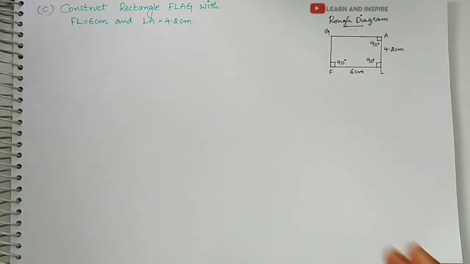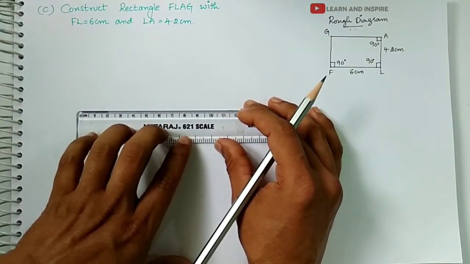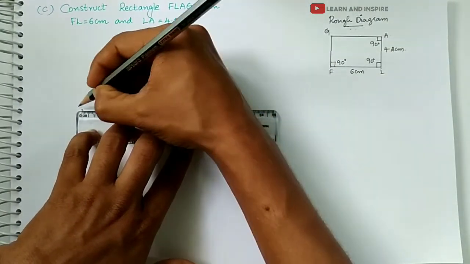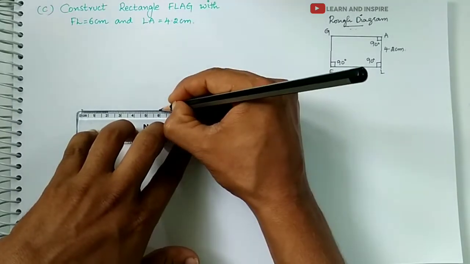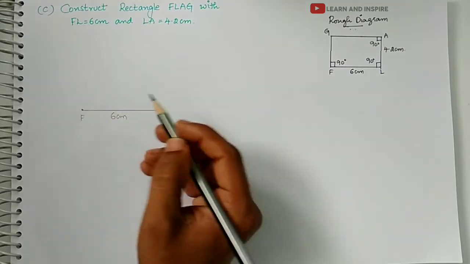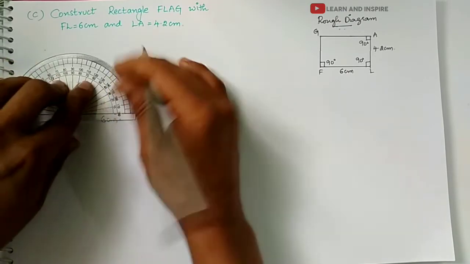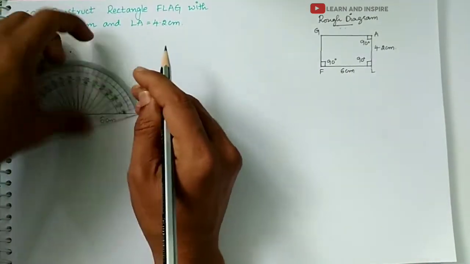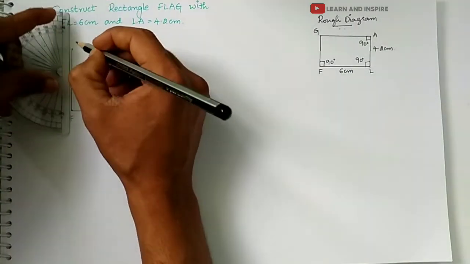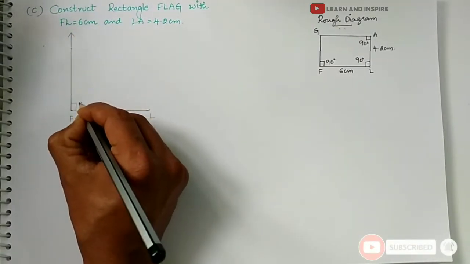So what is the first step we need to do? Draw a line segment. FL is equal to 6 centimeters. And the next step, with F as center, construct an angle of 90 degrees and draw a ray, and this is 90 degrees.